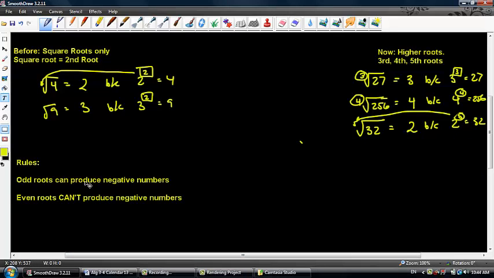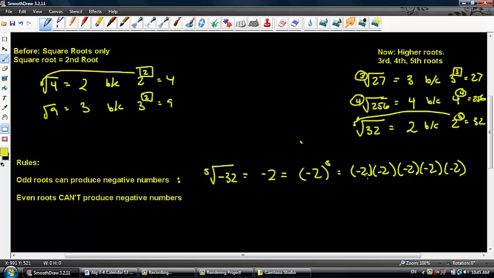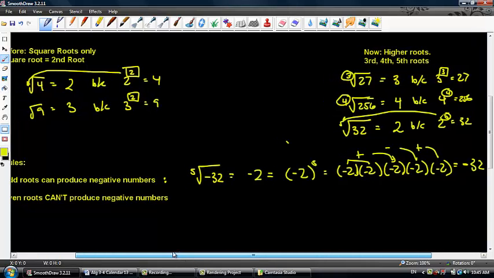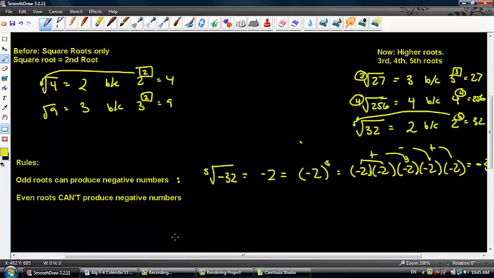Couple of rules. One is that odd roots can produce negative numbers. Let me give you guys an example of this. If I take the fifth root of negative 32, that equals negative 2. And that is because negative 2 to the fifth power is equal to negative 2 times negative 2 times negative 2 times negative 2 times negative 2. Well, I've got 32 here, but since I have negative times negative is positive, times negative is negative, times negative is positive, times negative is negative. So odd-powered roots can produce negative numbers. So your 3s, your 5s, your 7s, seventh roots can produce negative numbers.